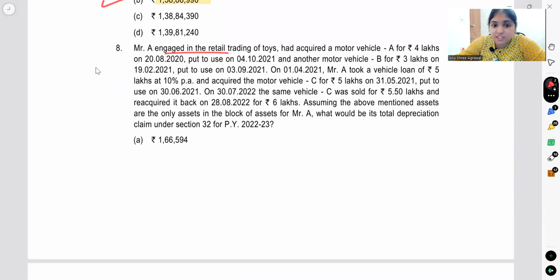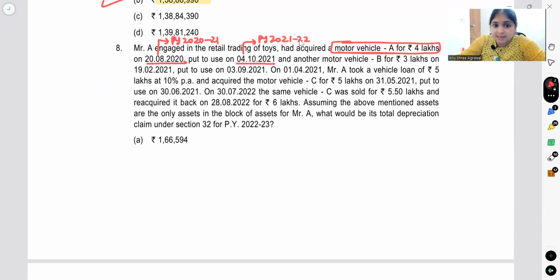Mr. A is engaged in the retail trading of toys. He acquired a motor vehicle A for 4 lakhs. So first of all, he has motor vehicle A for 4 lakhs. When did he acquire it? On 20 August 2020. So he acquired it in previous year 2021, it will enter the block. But it was put to use only on 4th October 2021. It was put to use only in 21-22.